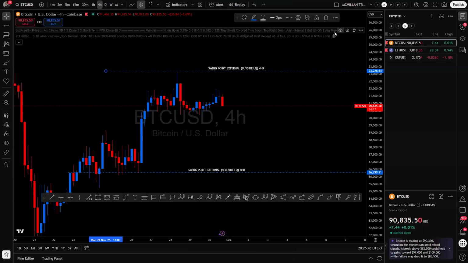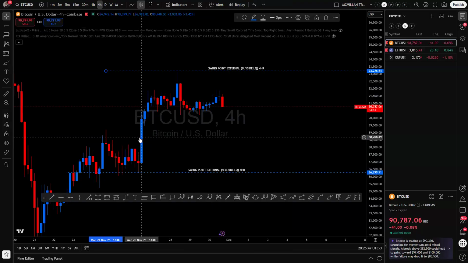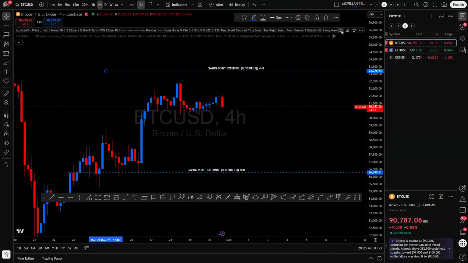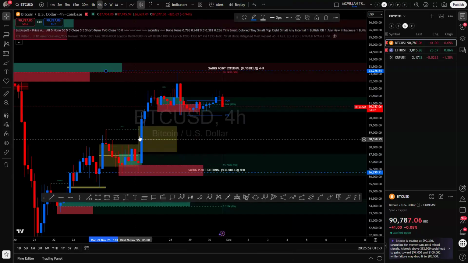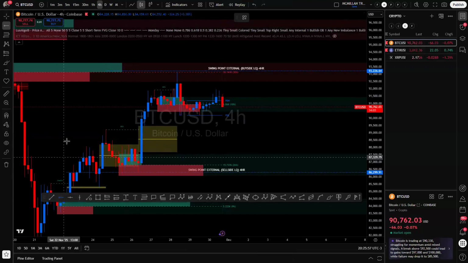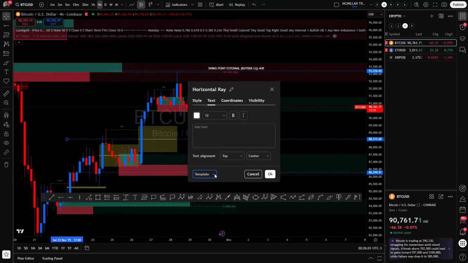Now, this looks like our most recent point of interest, which is our 4 hour fair value gap. Let me turn on the indicator just to make sure. So yeah, this is our most recent fair value gap here. Now, here's what's interesting here. So let's mark this up.